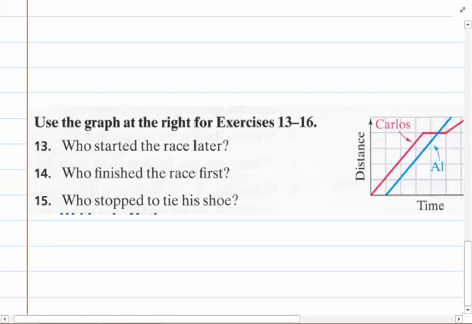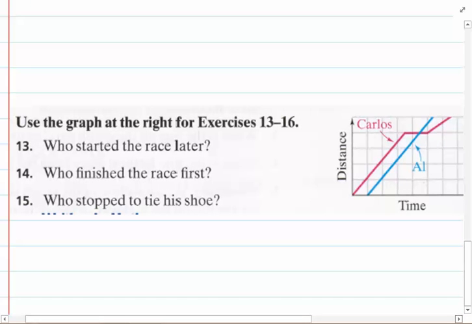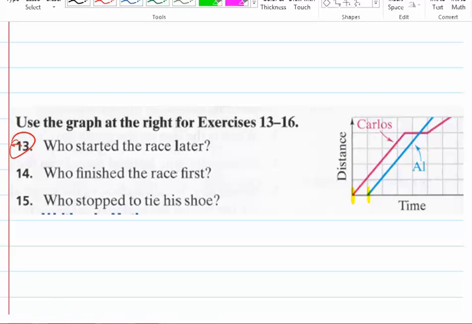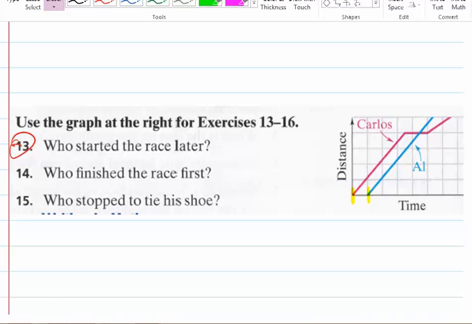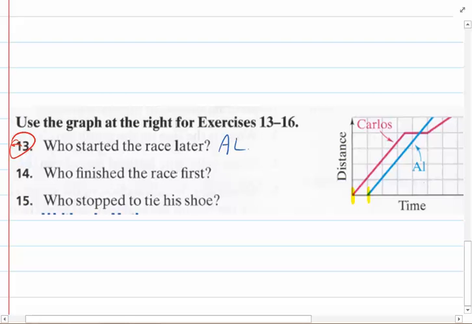Looks like Carlos and Al are in a race. And if you look at this graph, who started the race later? Look at number 13. Here's the time. You can see that Carlos starts the race at this point, and then a little bit of time later, Al starts. So really, to answer the question, who started the race later, it is Al. Al starts the race after Carlos.